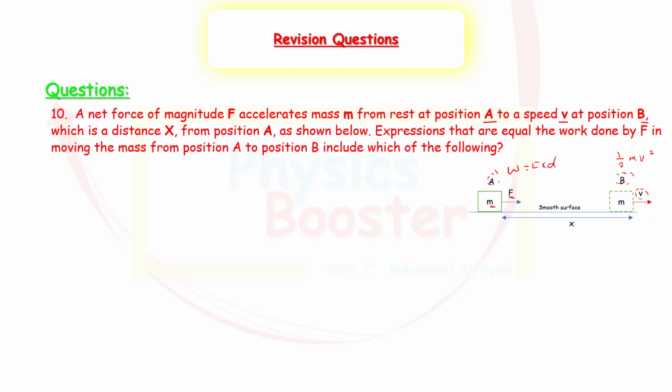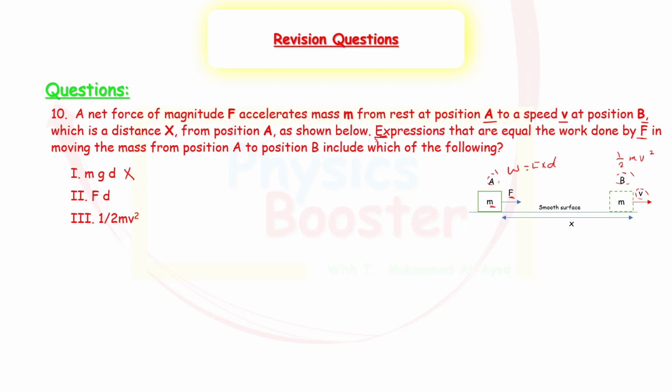Now, it's asking me which expressions are equal to the work done by F, the force, in moving the mass from position A to position B. In other words, what types of energy transformations do we have? We have mg multiplied by d. We know that mg multiplied by the distance, or the height, is the potential energy. It's clear that we have no change in the potential energy here because the object is not being raised above the ground. So this equation does not do us any good.